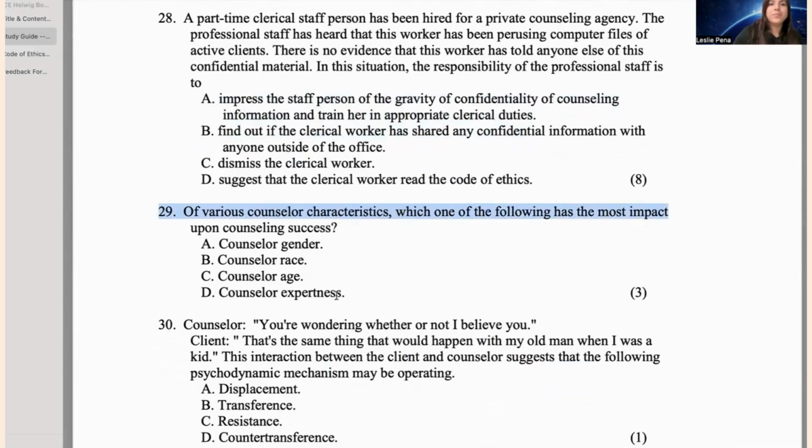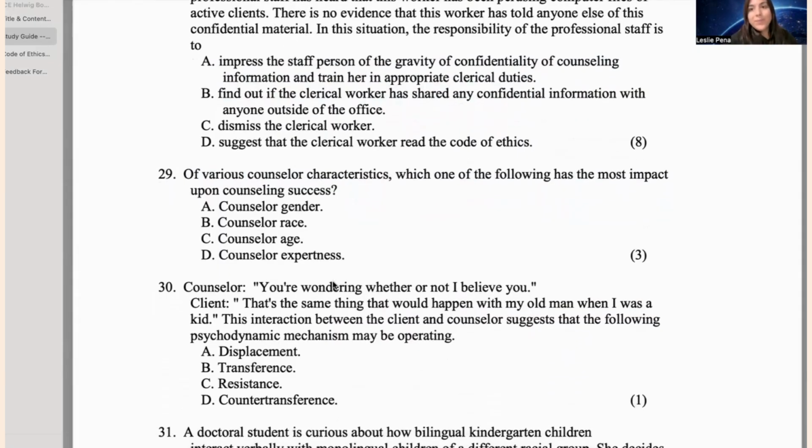Next, 29. Of various counselor characteristics, which of the following has the most impact on counseling success? Well, as a person who just finished her EMDR training, I would say your level of expertness is what will determine if you're successful or not. I like to think of this as a lifelong learning journey for me, as well as for others. And the more you learn, the more ways you can help people, truly. So the answer is D.